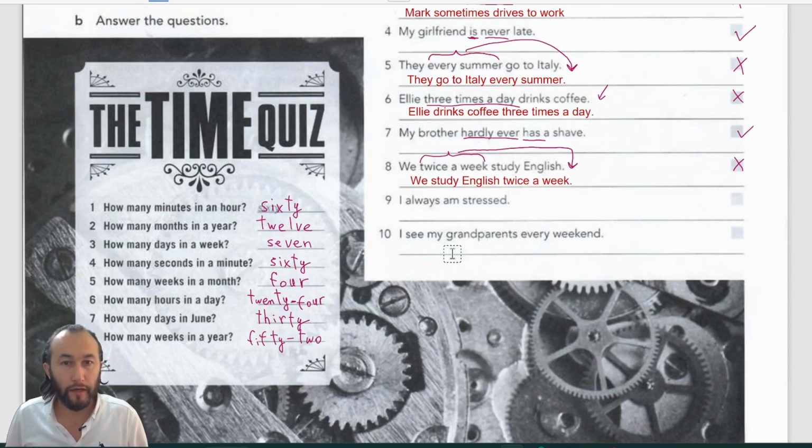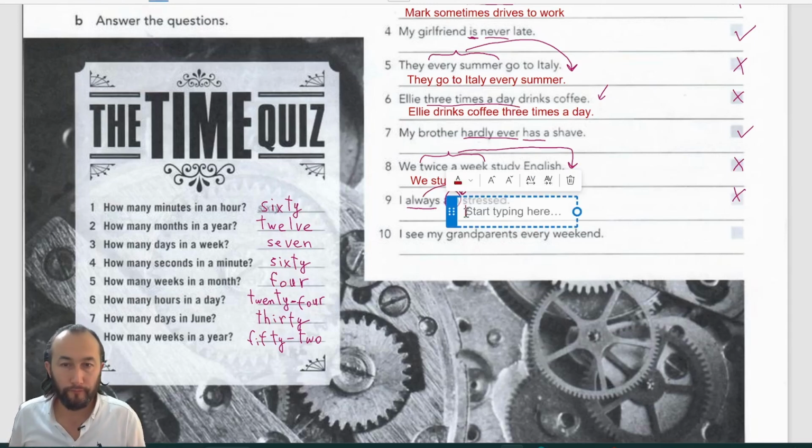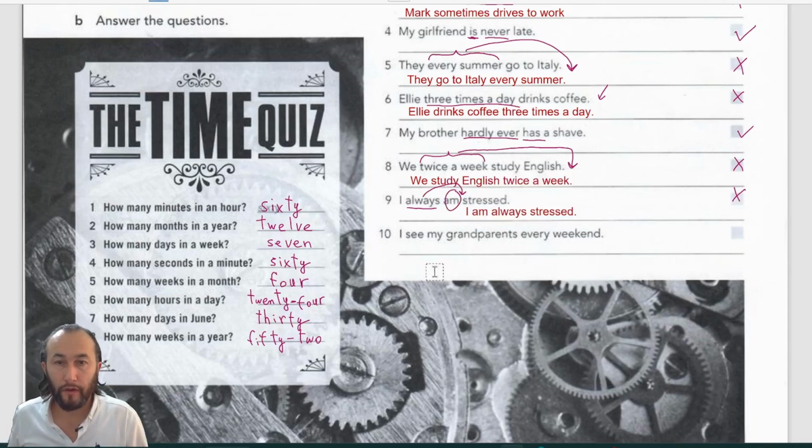Number 9, I always am stressed. That's a problem, guys. So I'm going to put a nice cross here because it is wrong. Why is it wrong? Because always is an adverb of frequency, and we have the verb be here. Am is a form of be. So the adverb of frequency has to come after the verb be, guys. So I am always stressed. We're going to write down the right one: I'm always stressed.